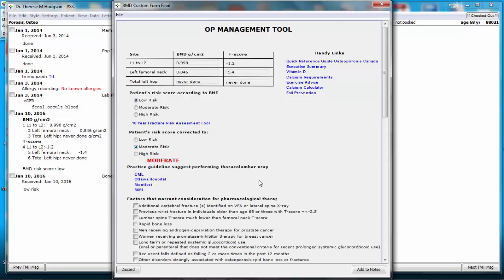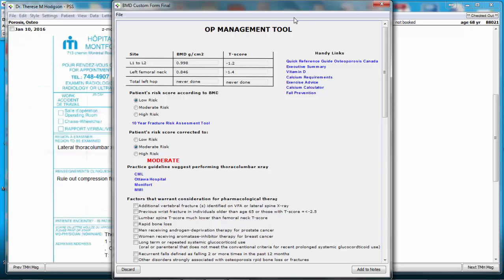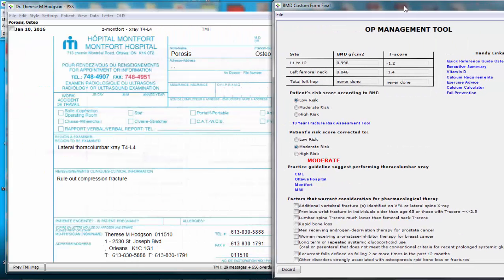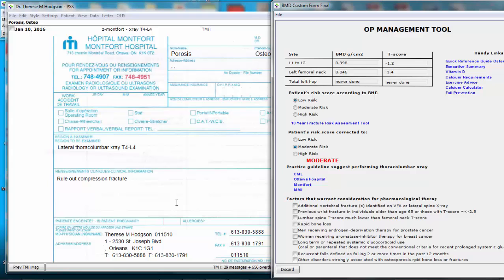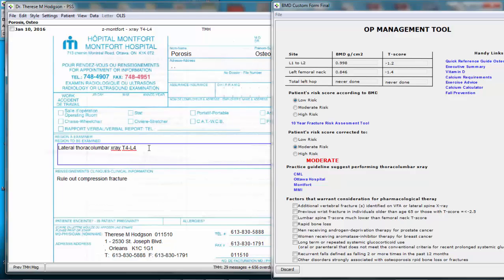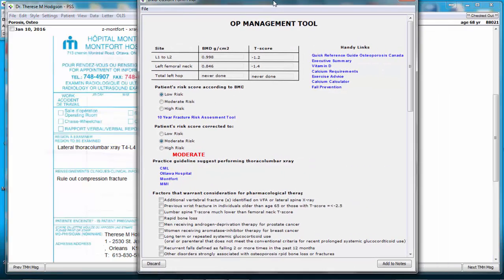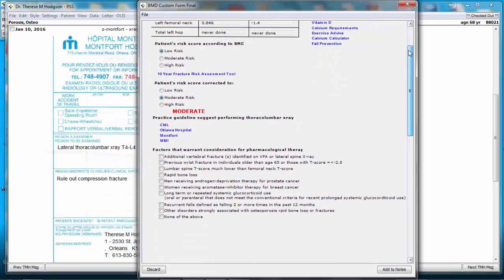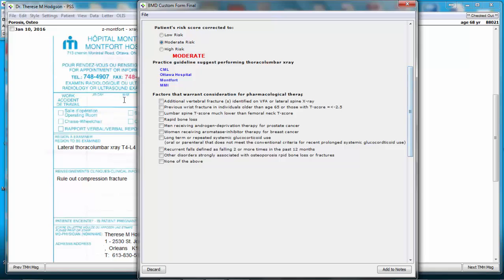The guidelines suggest that you should perform a thoracolumbar X-ray. Let's choose that. You will see here that the requisition becomes populated in the chart and is pre-populated with the information to proceed to the lateral X-ray of the spine. Once the result comes in, then you proceed to review the risk factors of your patient.